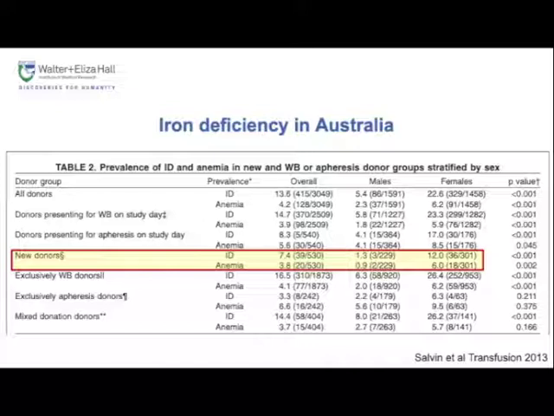So anemia and iron deficiency is common in Australia. This is a study we did with the blood service, and what we found was that even among people who've never given blood, so new donors, about 3% of blood donors were anemic and 7% of them had iron deficiency. And if you look at women, 12% of women were iron deficient. So these are people who've never given blood. They're very healthy people who thought they were fine, and 6% of them were anemic and 12% of them were iron deficient. Much less common in males.